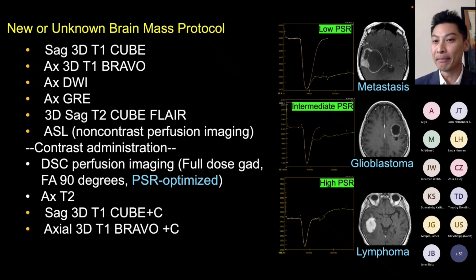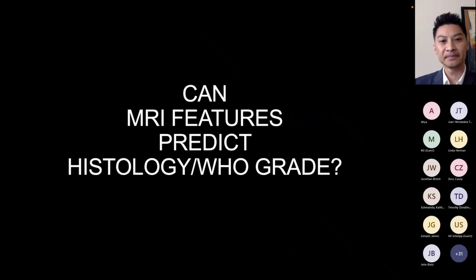is different. For mets, it tends to be lower. For glioblastoma, it's in the middle. And for lymphoma, there's an overshoot of the baseline that's related to the T1 effects overwhelming the T2 and the T2 star effect. So we have these different perfusion optimizations for a specific question at hand.